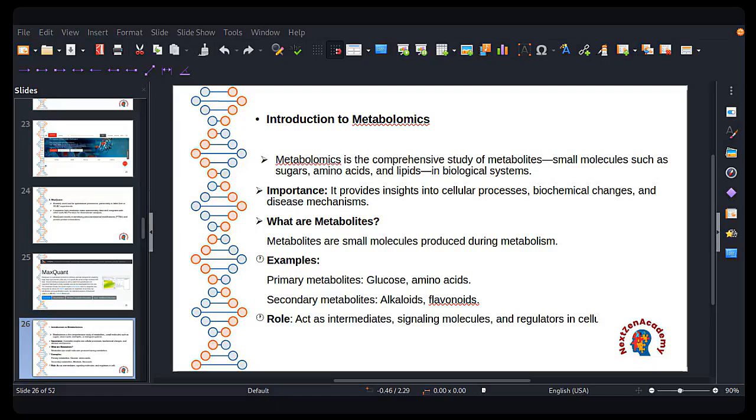So you guys have to tell me what's the difference between primary metabolite and secondary metabolite? Write in the chat box. What's the difference between primary metabolite and secondary metabolite? Nobody is responding. Why?